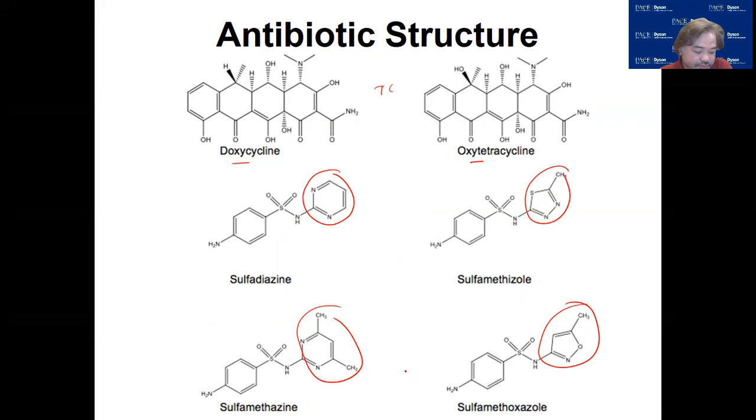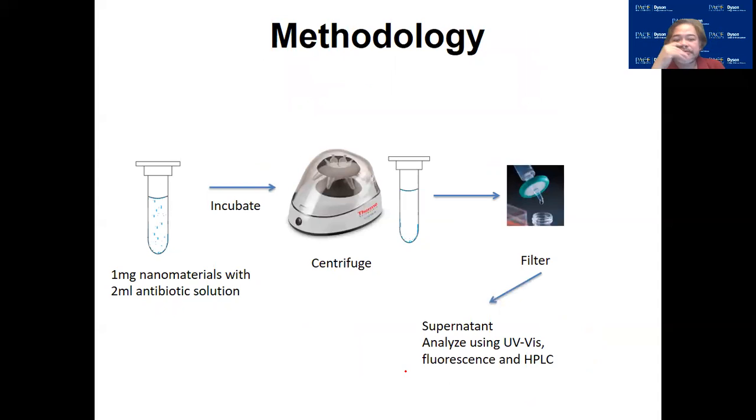Okay, so what we did, we put 1 milligram of nanomaterials with 2 ml of antibiotic solution. We set the concentration of the antibiotic solution at around 10 ppm, and then we mix it with 1 milligram of nanomaterials. Then we incubate it over time, we centrifuge, and then we filter. And then we analyze the supernatant using spectroscopic and chromatographic methods.